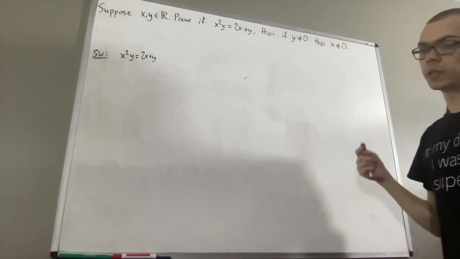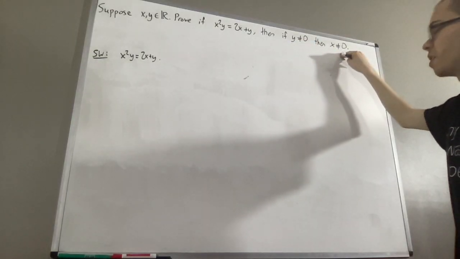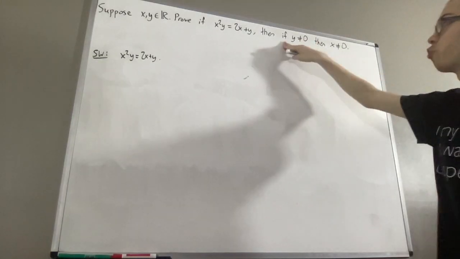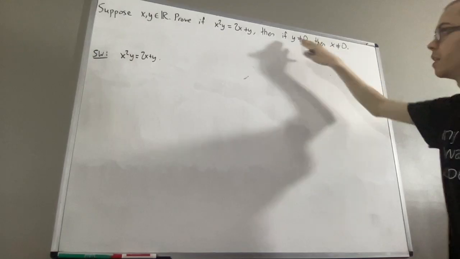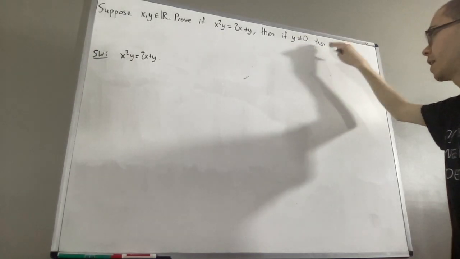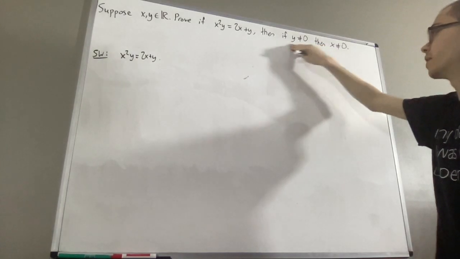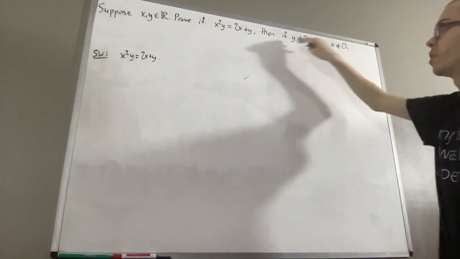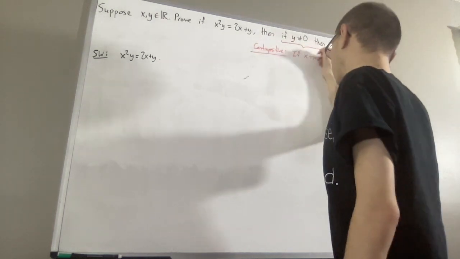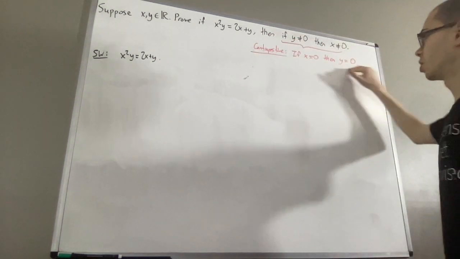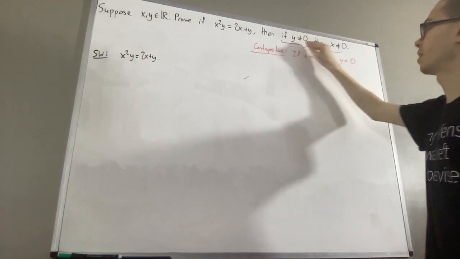Now, we could do it that way, but let's think of another technique that we could use to prove the statement. Another technique we can use is to prove the contrapositive. The contrapositive tells us that this statement is equivalent to saying if this is false, then this is false. Or in other words, if x is equal to 0, then y is equal to 0. These two statements are equivalent. So if we can prove this statement, that means that we have proven this statement.